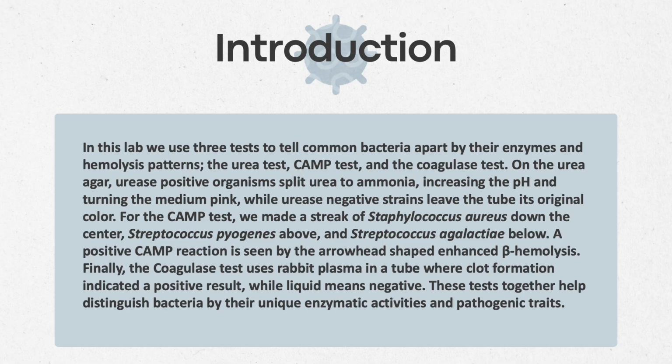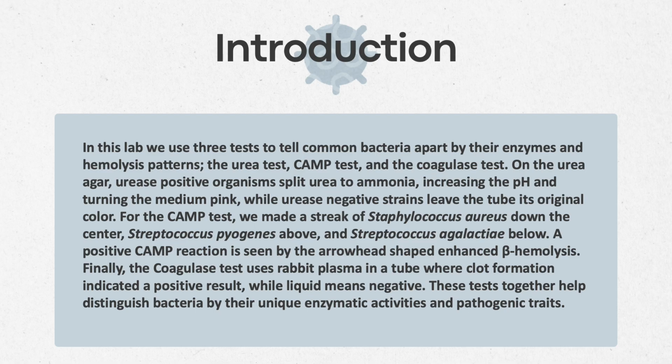In this lab, we use 3 tests to tell common bacteria apart by their enzymes and hemolysis patterns, which are the urea test, CAMP test, and the coagulase test. On the urea agar, urease-positive organisms split urea to ammonia, which increases the pH and turns the medium pink, while urease-negative strains leave the tube its original color.